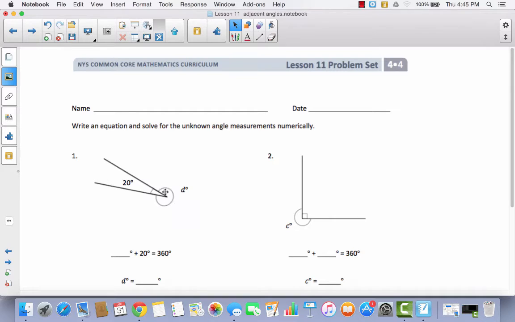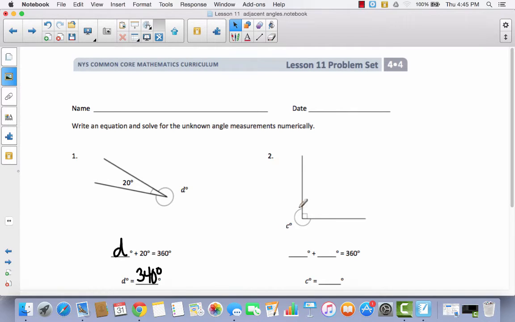Number 1 is composed of this tiny acute angle, and then we have this full turn. Altogether, this has to equal 360 degrees because that's how many degrees are in a full turn. So angle D plus 20 degrees equals 360 degrees. If I subtract these two numbers, that tells me angle D is 340 degrees.